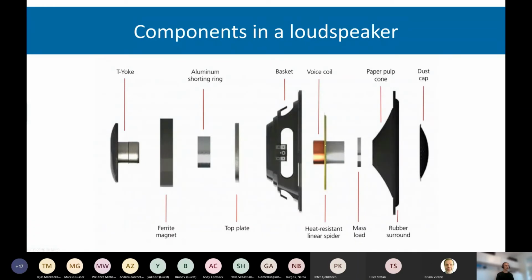We have a basket and a voice coil, which is the current carrying member. The sound goes into the coil as a voltage, and is then converted to a current, and then converted to a force, which then goes to the membrane, the cone, making the sound.